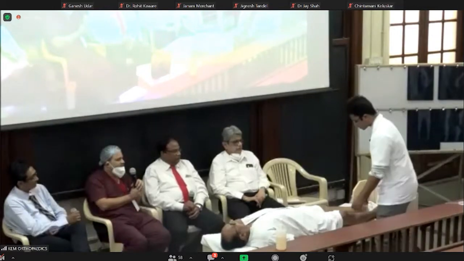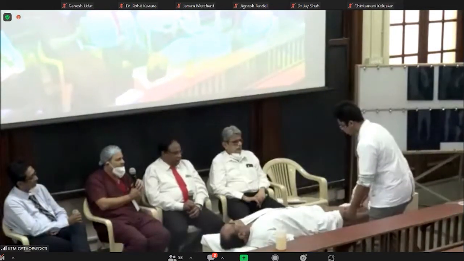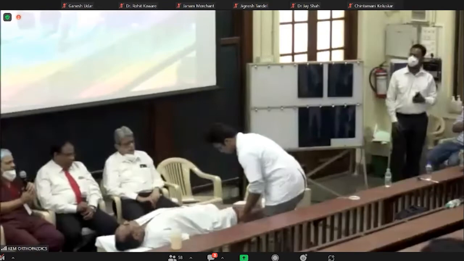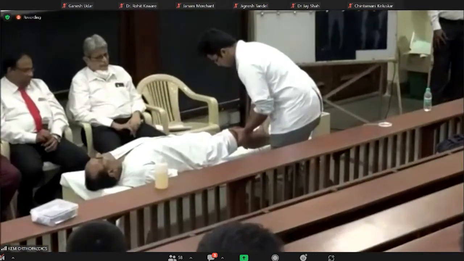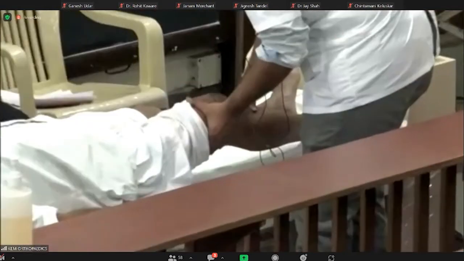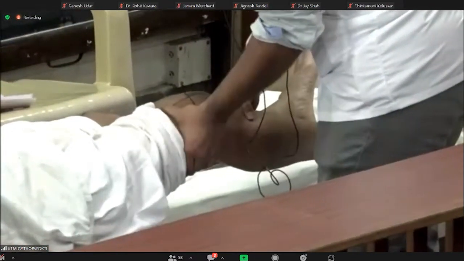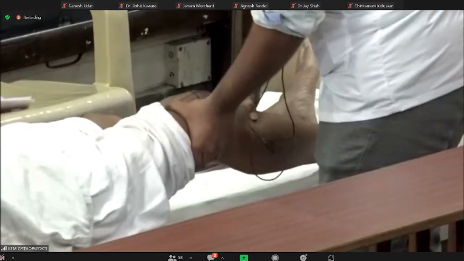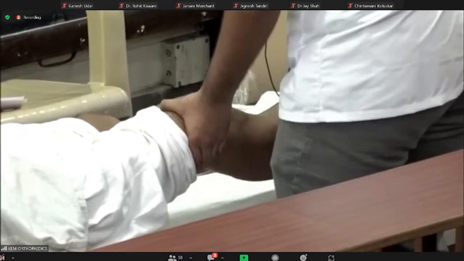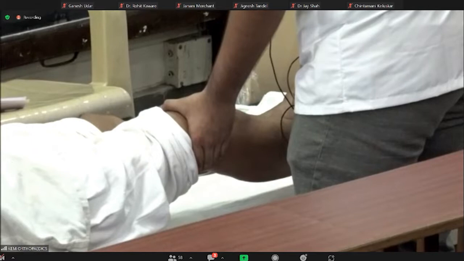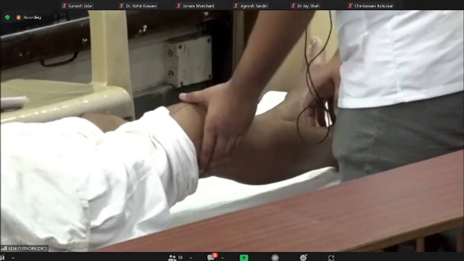ACL, sir. First, I did a Lachman test on the right side. I will just flex the knee around 20 degrees, keep one hand over the tibia and one over the femur, and then try to anteriorly subluxate the tibia over the femur. How much is the rotation of the foot? The Lachman's? Foot rotation?